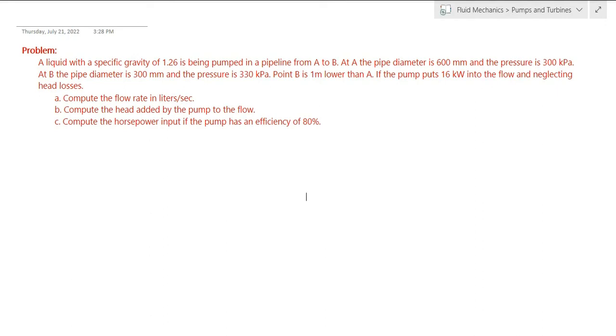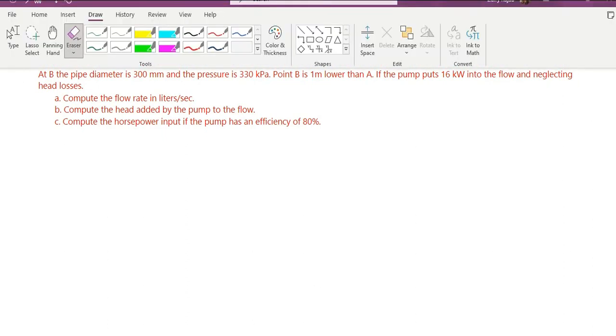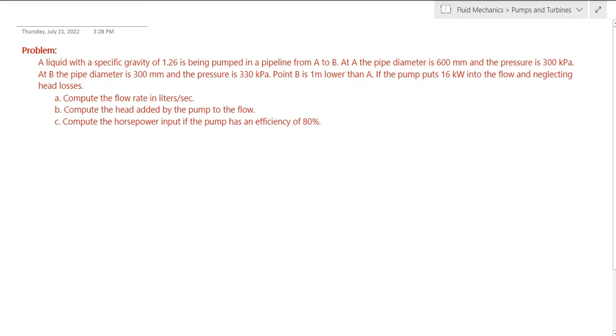Welcome. Let's solve this problem on the pumps. So we have this problem. A liquid with specific gravity of 1.26 is being pumped in a pipeline from A to B. Okay. Now there is a pipeline from A to B. The liquid is pumped. Means the pump is used, right?